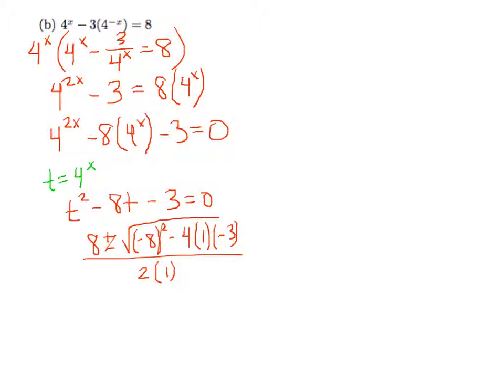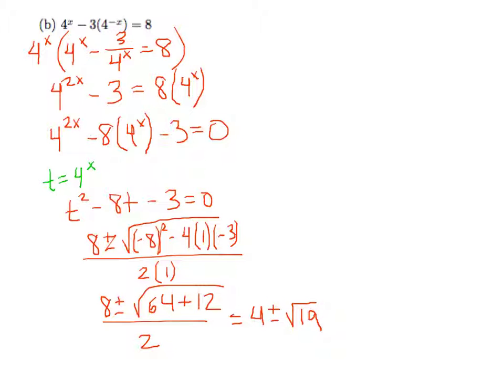So let's simplify this equation. We have 8 plus or minus the square root of 64 plus 12, all divided by 2. And so that equals 4 plus or minus the square root of 19. Now remember, we substituted t equals 4 to the x, so we need to set this equal to 4 to the x to solve for x still. We have 4 to the x equals 4 plus or minus the square root of 19.